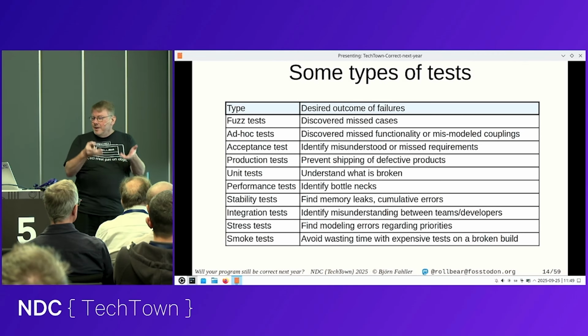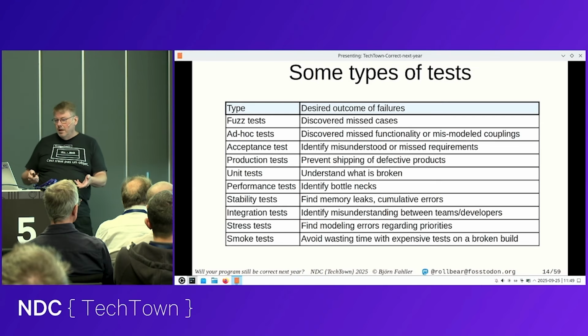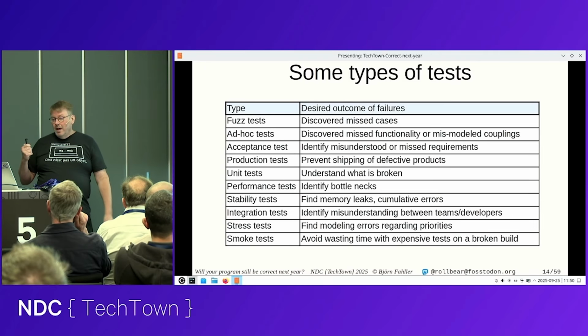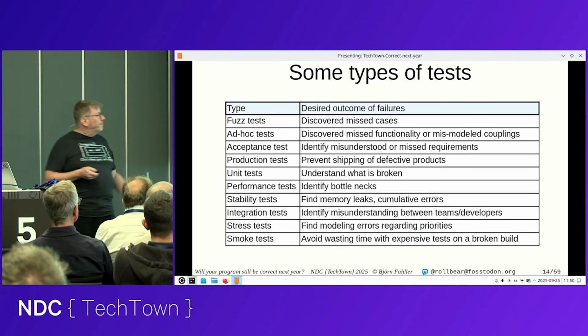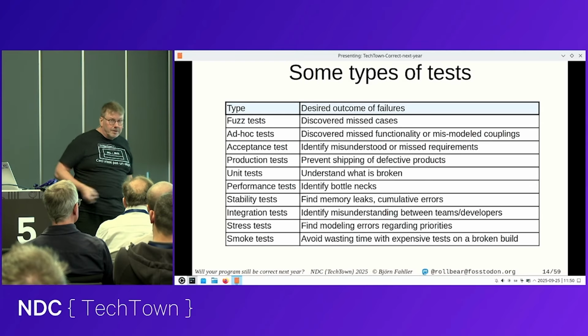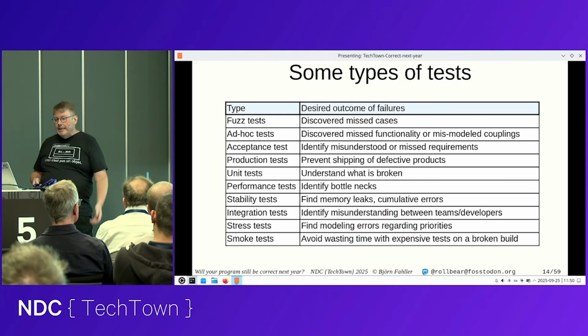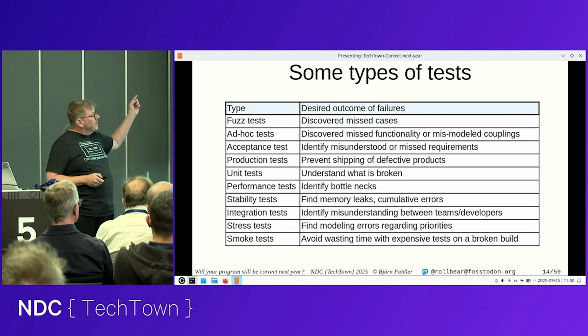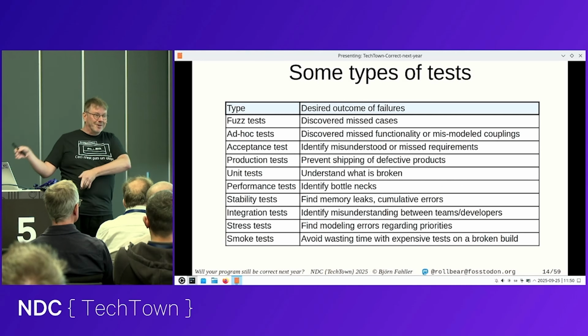Acceptance test to identify misunderstood or missed requirements so that you don't ship the wrong thing. Production tests prevent shipping of defective products. It's finding a bad soldering or a broken component. A curious thing with production tests is that you usually don't care very much about error pinpointing. It's just, it's good or it's not good.